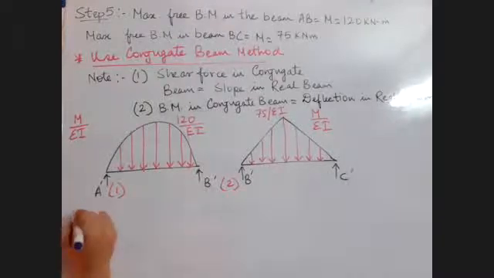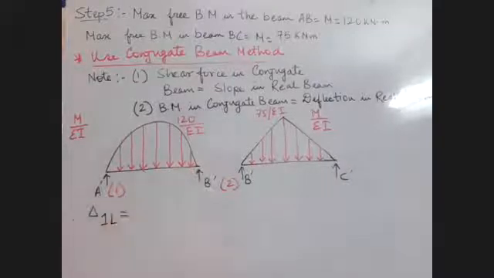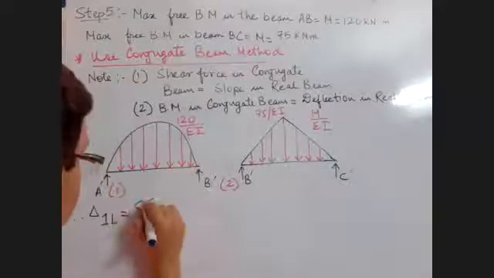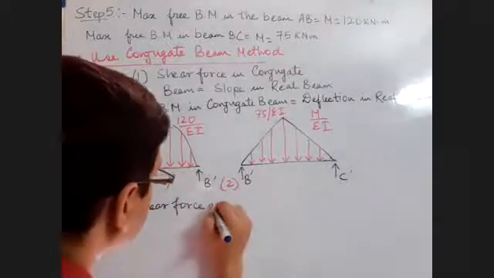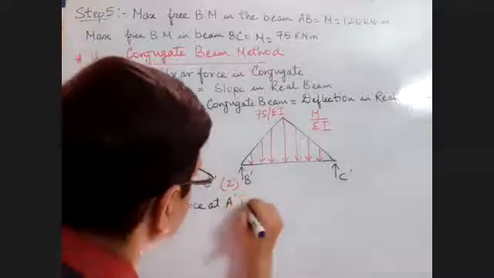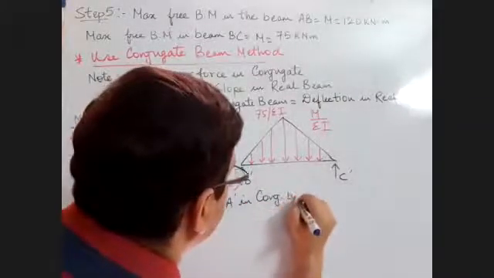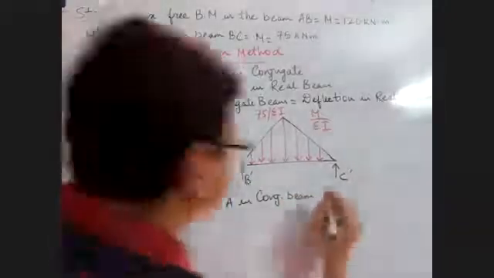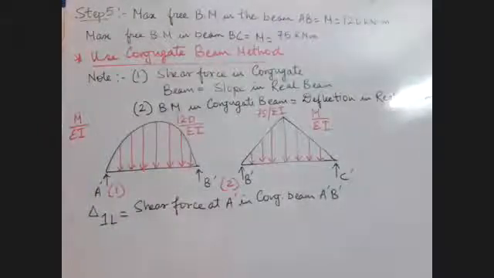So therefore, I will calculate delta 1L. Delta 1L will be the shear force at A dash in the conjugate beam A dash B dash. So please first take this down, then I will go on. Write this down quickly.